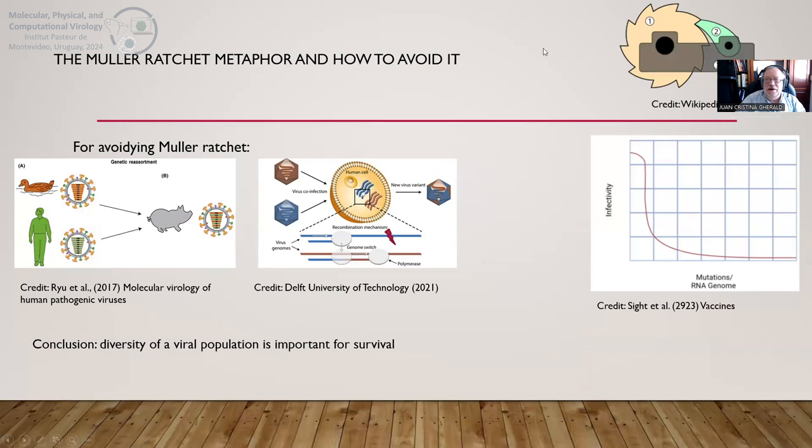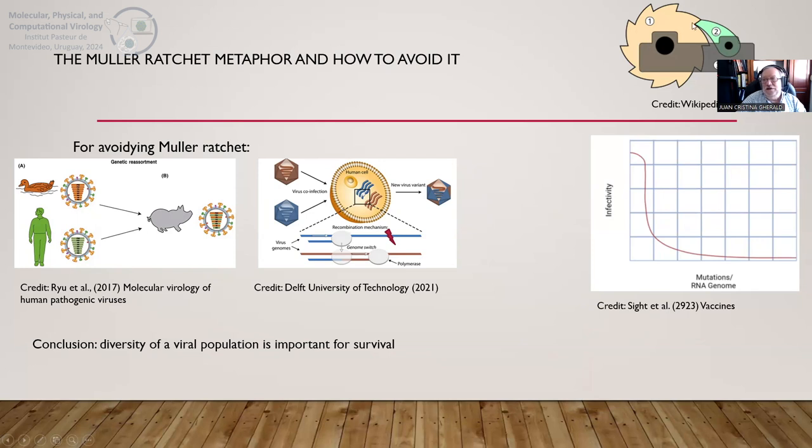So how can we explain that? This is in the quasi-species theory. It's called the Muller's ratchet. So I think it's a metaphor. And how you should avoid the Muller's ratchet.